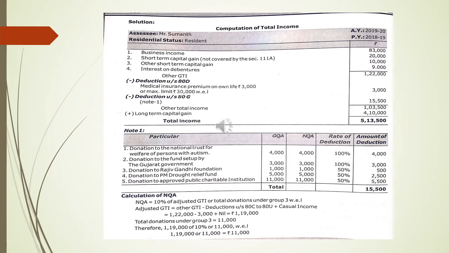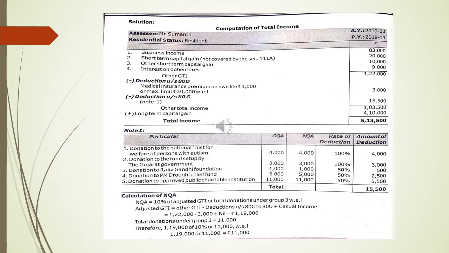So out of this net qualifying amount 11,000, you are eligible for 50%. So 50% of 11,000, 5,500 you are eligible. Now you sum up all the 5 donations under 80G. The total comes to 15,500. This 15,500 we have to show in the first format to calculate the taxable income under 80G.